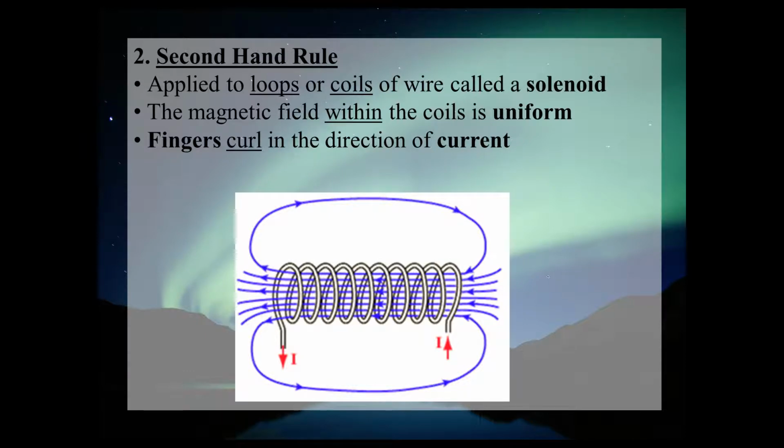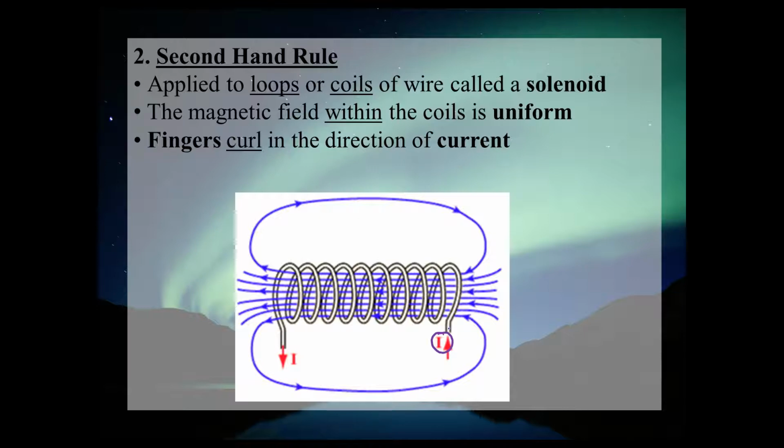You need to be careful in how you actually curl your fingers. What I would do here is, if I want to figure out how I know the direction the magnetic field is towards the left, I want to look at where the current is first entering the loop. Okay, so the current first enters the loop on this side right here.